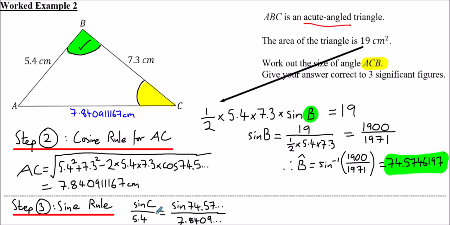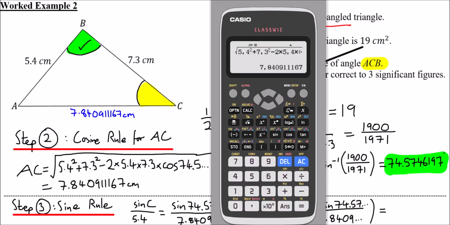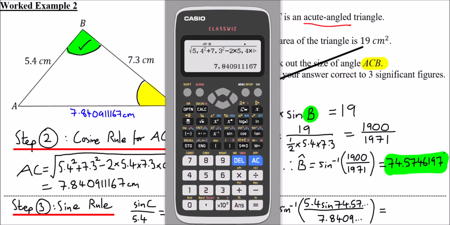So if we multiply through by 5.4, then do inverse sine of that, we can work out what c is. So therefore, c is going to be sine minus 1 of 5.4 multiplied by sine of 54.57, so on and so on, divided by 7.8409, etc. So just be careful you've stored the right values in your calculator, and we're pretty much done here.